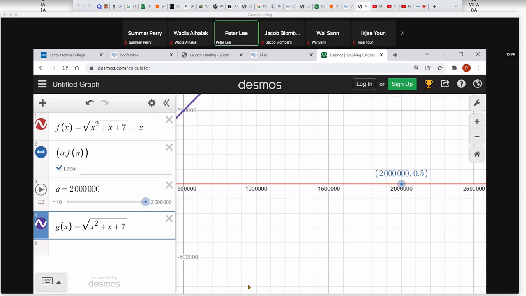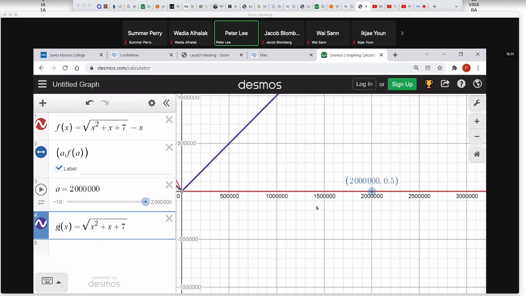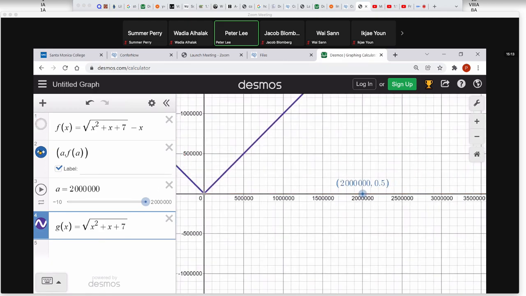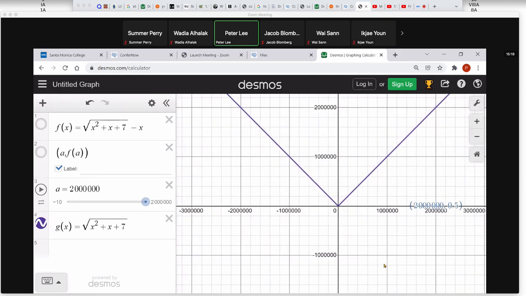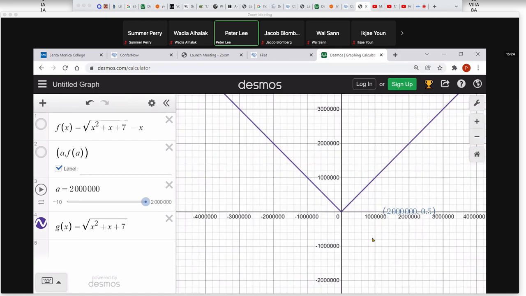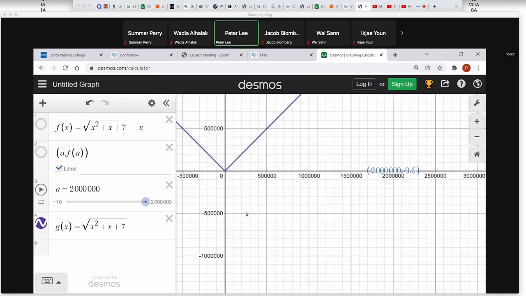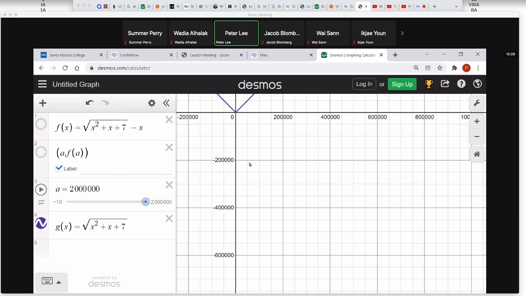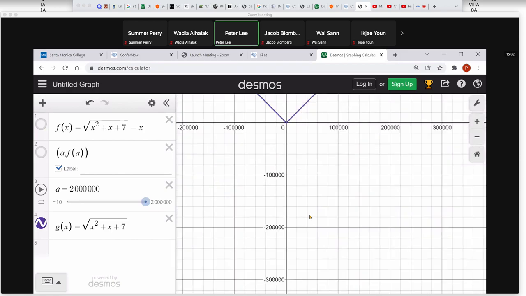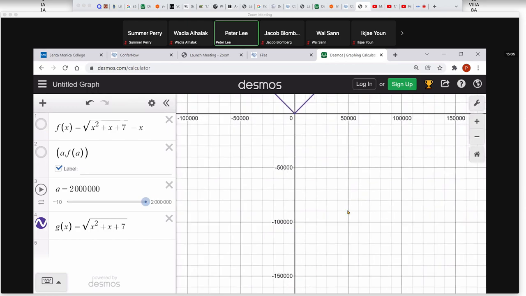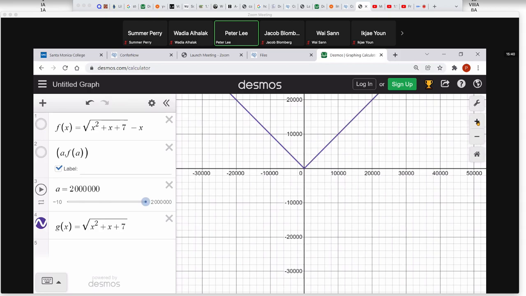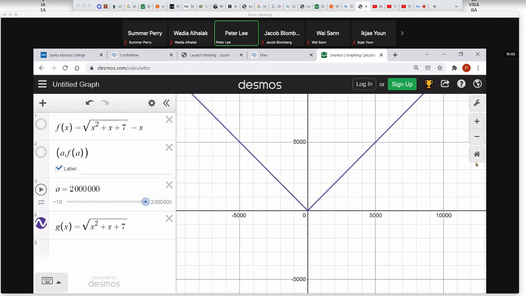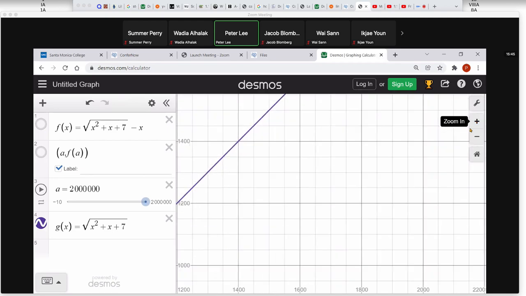So g. If you have this right here, how does the graph of g of x look? The graph of g of x kind of looks like this. Doesn't that kind of look like an absolute value of x? It's kind of weird. Interesting, right? If you magnify this part right here, let's see how the graph is going to look near the origin.